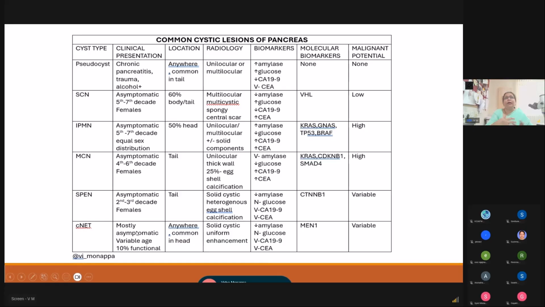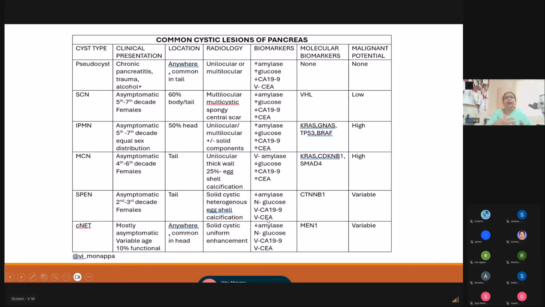This is again mostly asymptomatic. It can arise anywhere, but it is said that it is commoner in the head. It could be solid. Remember, NET can present as a solid mass as well. But when it presents as a cystic mass, then it comes as a differential diagnosis for your cystic lesions of the pancreas.